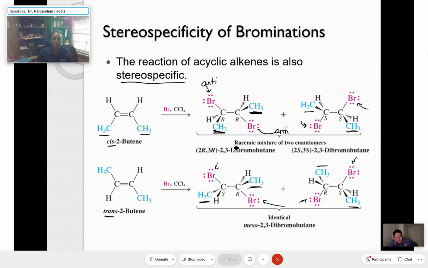So for this first one that I showed you with the cis starting material, we end up with a racemic mixture of the two enantiomers, right? The RR and the SS. Those two are enantiomers of one another, non-superimposable mirror images. But when we look at this where we started off with the trans alkene, we end up with what's called the meso product. So let's just refresh our memory on what meso means.